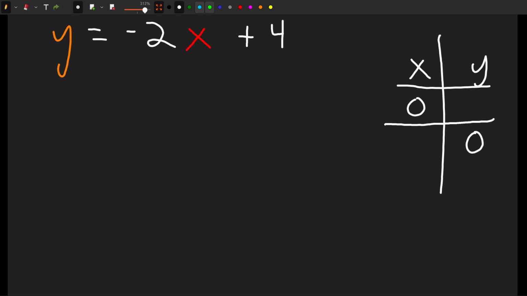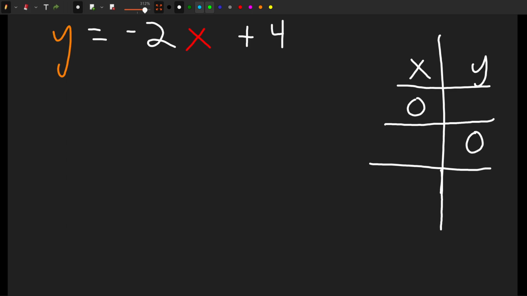I want to know my y-intercept when x is 0, and I want to know my x-intercept when y is 0. Gets confusing. And I'm going to choose one more point afterwards. But I'll first start off with my x and y intercepts. Okay.